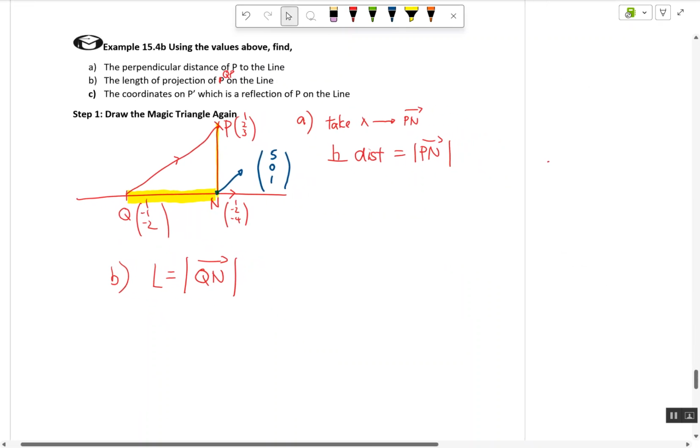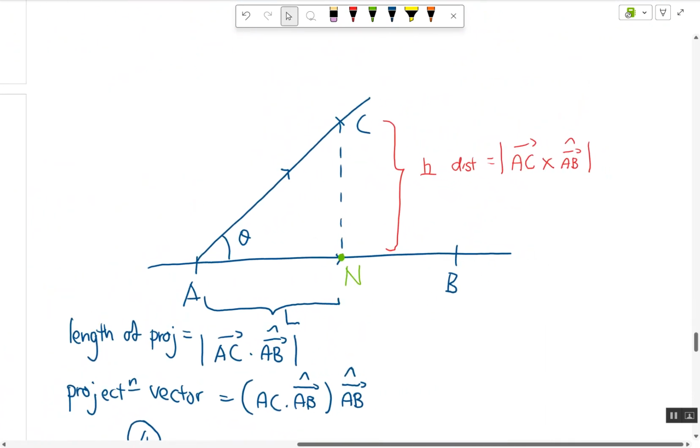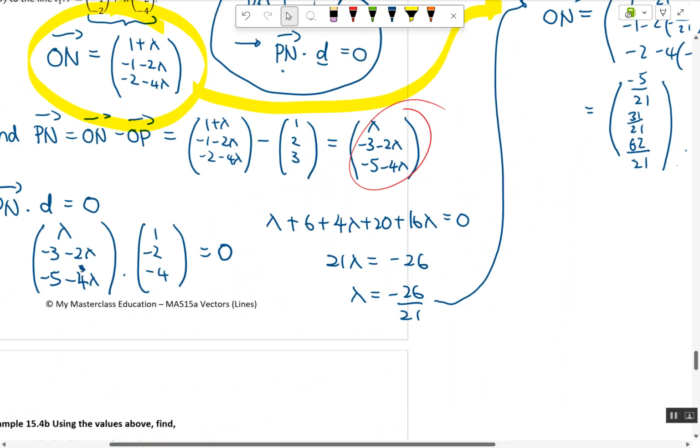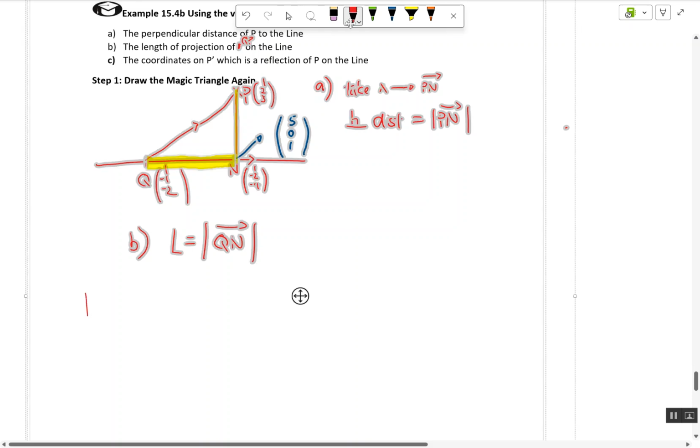Okay, but when you don't have n, then what do you do? Use the three formulas that are over here: length of projection, projection vector, and perpendicular distance to find out. You can use either of these two methods, but when you have n, it's actually a lot easier. And thirdly, the coordinate of P prime, which is a reflection. So when you see reflection, right?